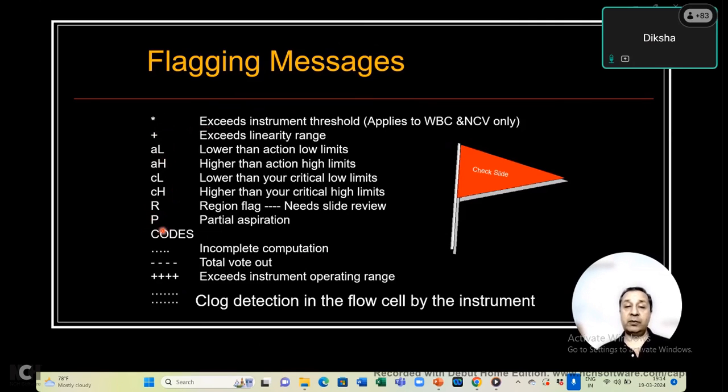Important ones, which most people usually ignore, is what is called partial aspiration. Some of the analyzers are actually giving you the concept of P, which means that the aspiration has not been appropriate, and therefore the results which are coming from that analyzer for that particular sample may not be appropriate. Additionally, you may also have alerts from the instrument to tell you about instrument functioning. For example, sometimes it may not compute properly and it might give you these dotted lines. Or sometimes there may be a complete out, or sometimes it may be going beyond an operating range. And in some cases, you might even have detection of clots. So in all of these cases, you would be expected to take appropriate remedial measures.